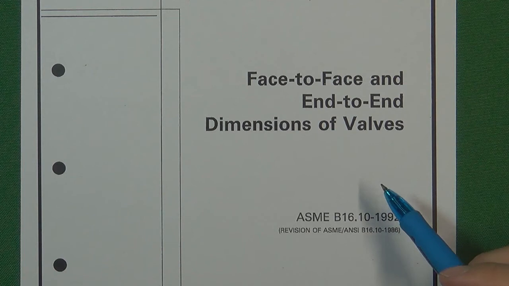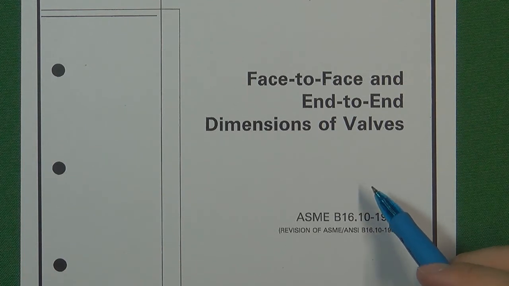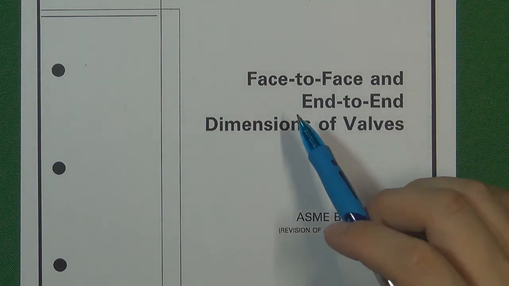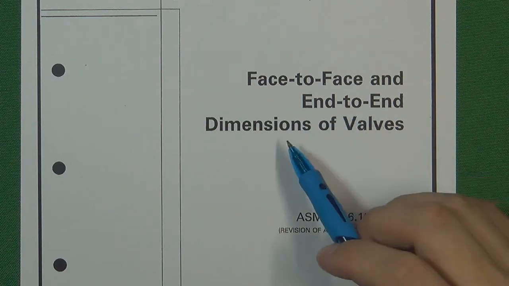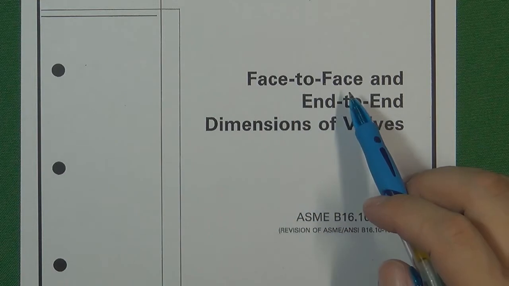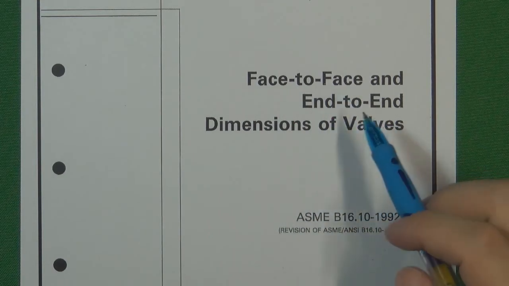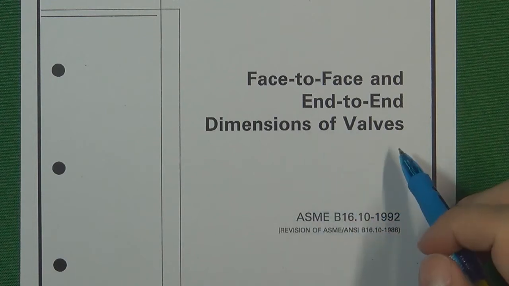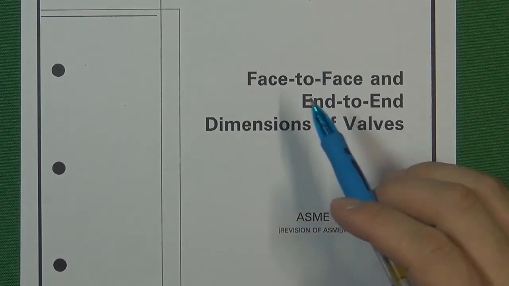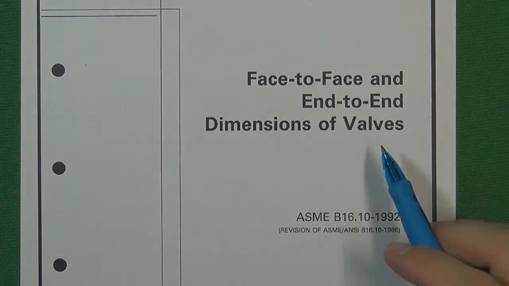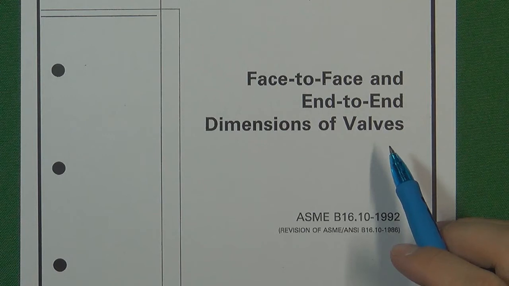Before we talk about how to use this standard to find the correct design factor for designing a valve, we need to understand the standard name first. The standard name is face-to-face and end-to-end dimensions of valves. The question is, what is face-to-face and what is end-to-end? Why does this standard use two groups to describe the valve length? And what is the relationship between the two groups? That is the first thing we need to understand before we use this standard to find the design factor.